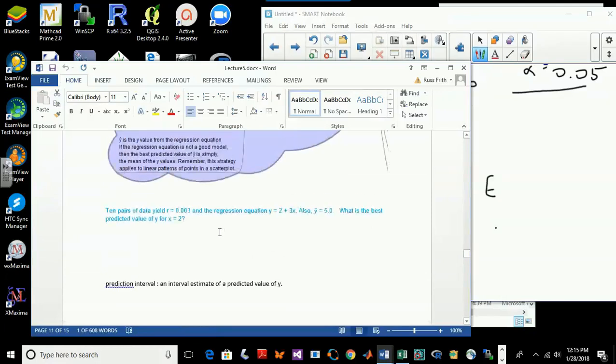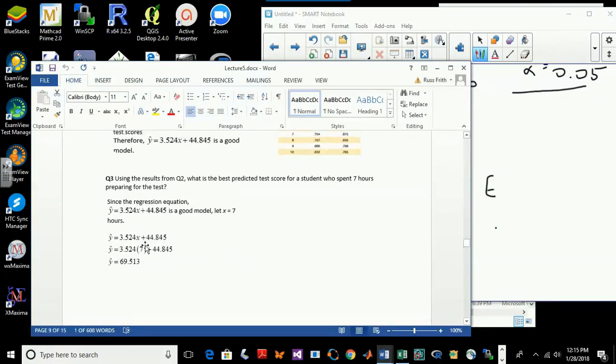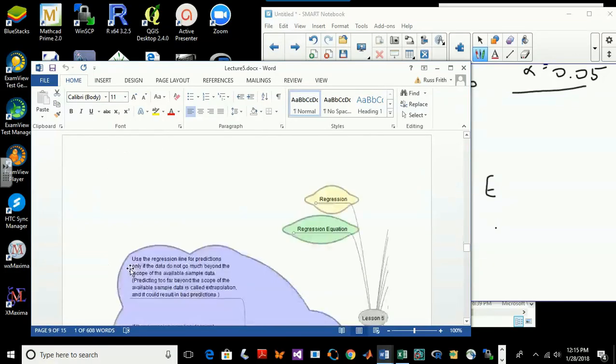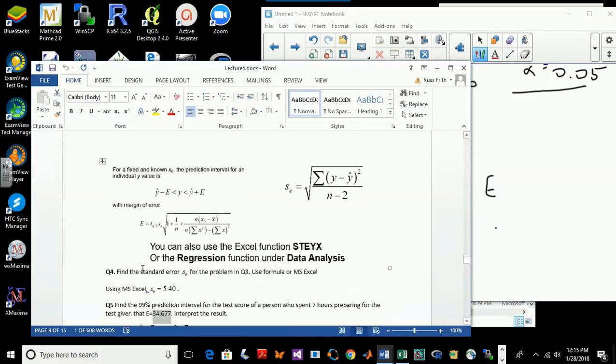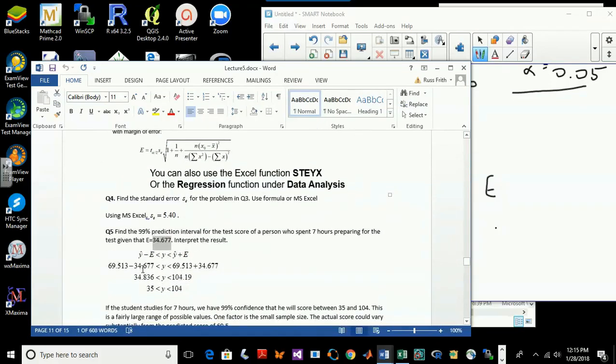equation, which I think we did previously, right? Did we not? Yeah, right here. So 7, when substituted into the regression equation, gives a y hat of 69.513. And then your margin of error is given here as 34.677.